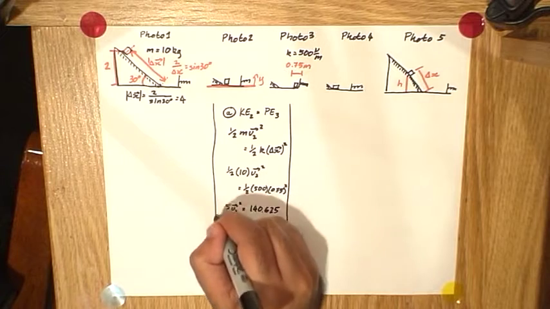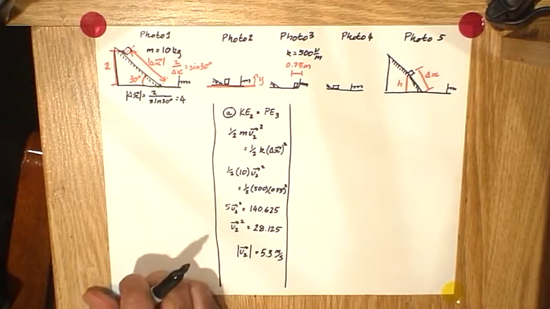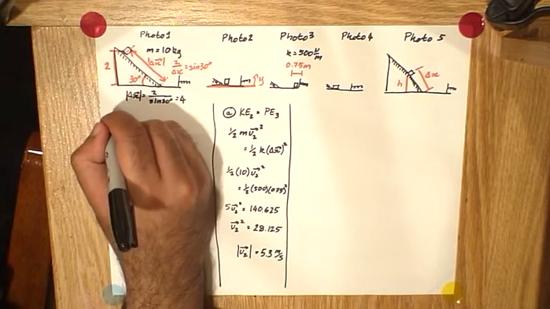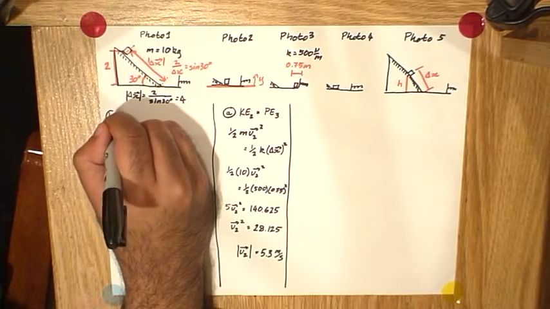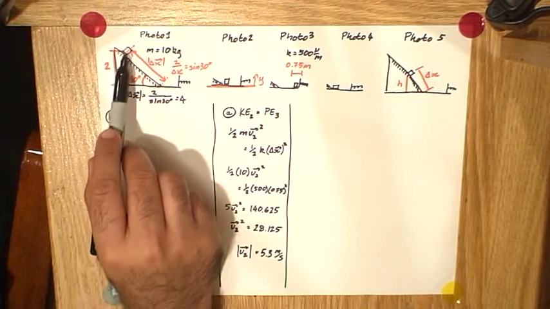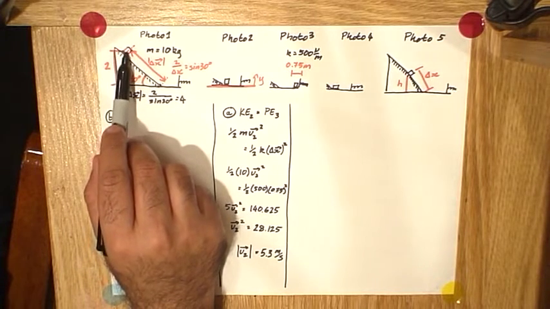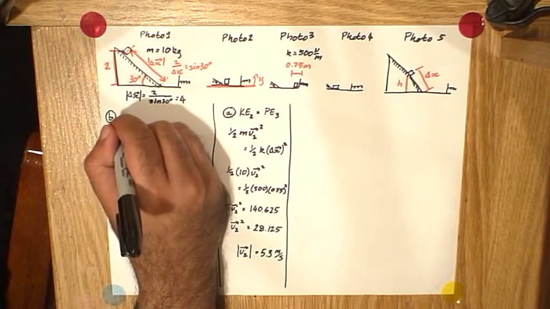Part B was asking about how much work gets lost between photo 1 and photo 2. So, in photo 1, this object is not moving, so it has no kinetic energy, but it is at an elevation, so it does have potential energy.